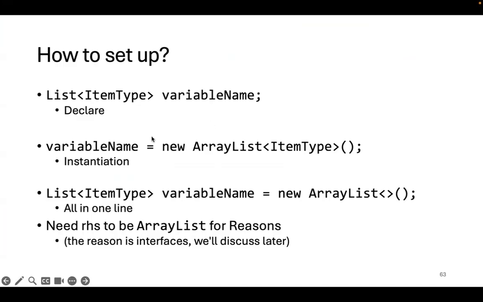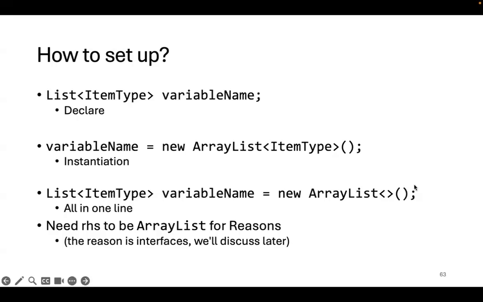To instantiate it, we need the new keyword like we did before with house. We've got our variable name equals new. And then on the right-hand side, this is where we need to specify what kind of list it is. So you'll see me using ArrayList. There's also a LinkedList option. We'll talk later in the semester about what a linked list is, but I'll use ArrayList. And then sometimes you need the item type again. Sometimes you can just leave it blank. And then the open and close parentheses, and that calls the constructor.